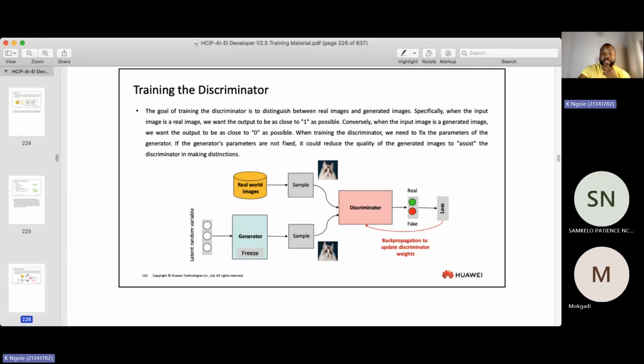So the key idea is that during training, the discriminator will learn to be a better detector of fakes. The generator learns to produce better fakes to fool the discriminator, but the discriminator will learn to detect them better.